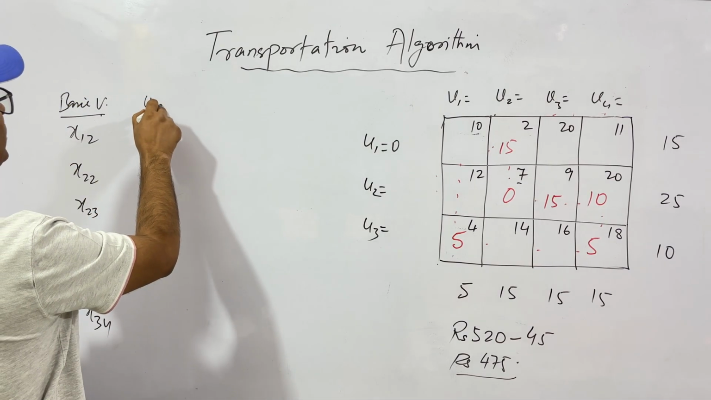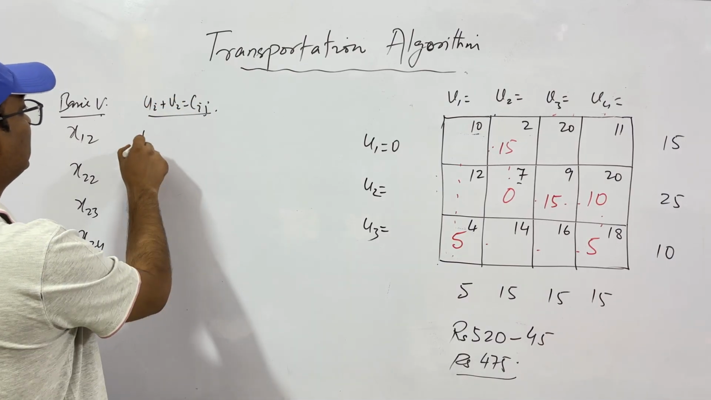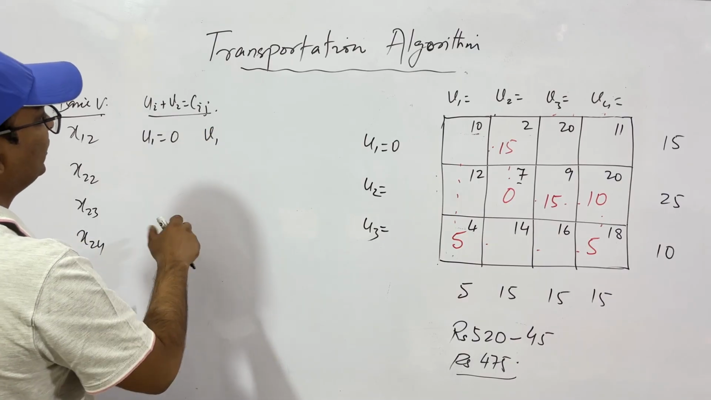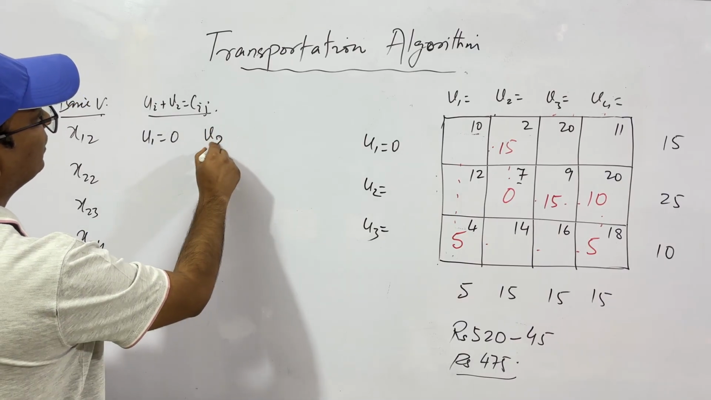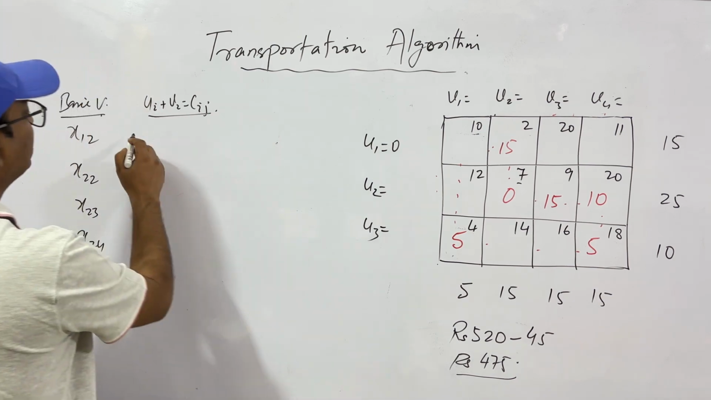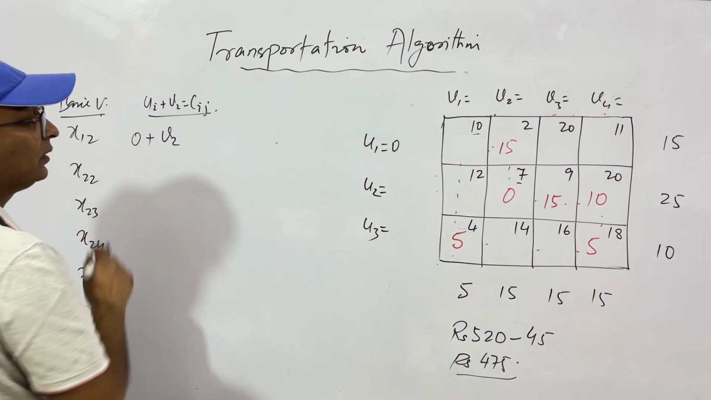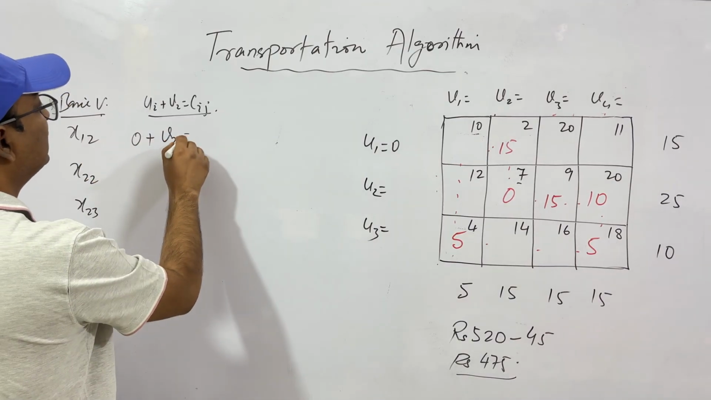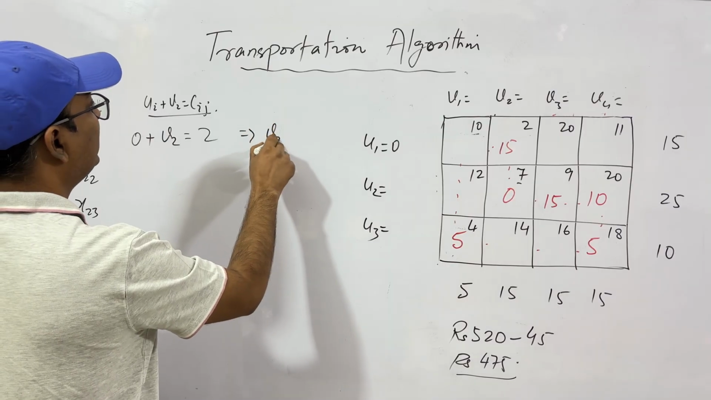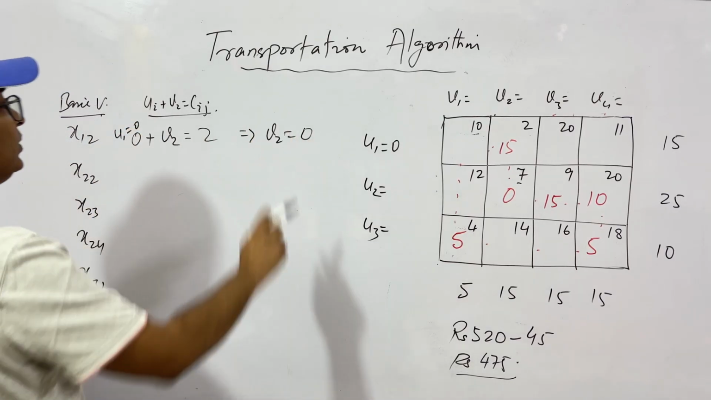UV equation, that is ui plus vj equal to cij. So here we set u1 equal to 0, therefore v1 will be v2, not v1. Okay, let us write the complete equation. u1 is equal to 0, we don't know the value of v2, I'll be writing like this so that it is clear. This should be equal to c12, that is equal to 2. So from here what we get? v2 is equal to 0. So we have two values, u1 equal to 0 and v2 equal to 0.